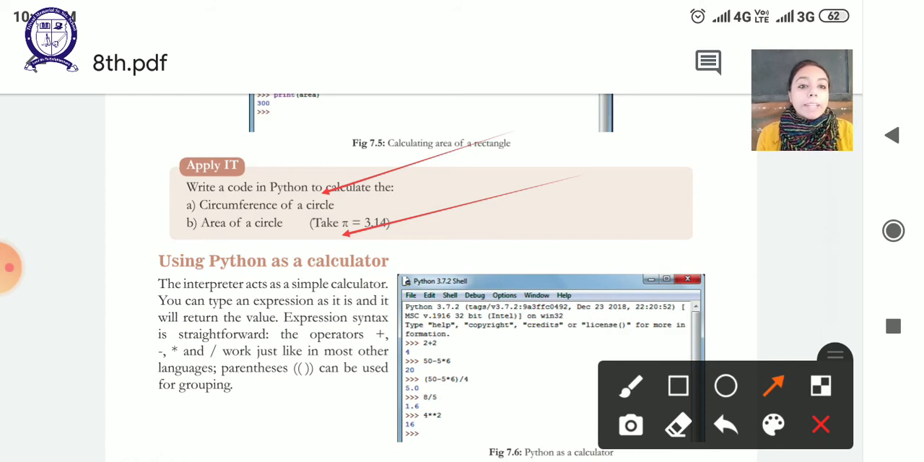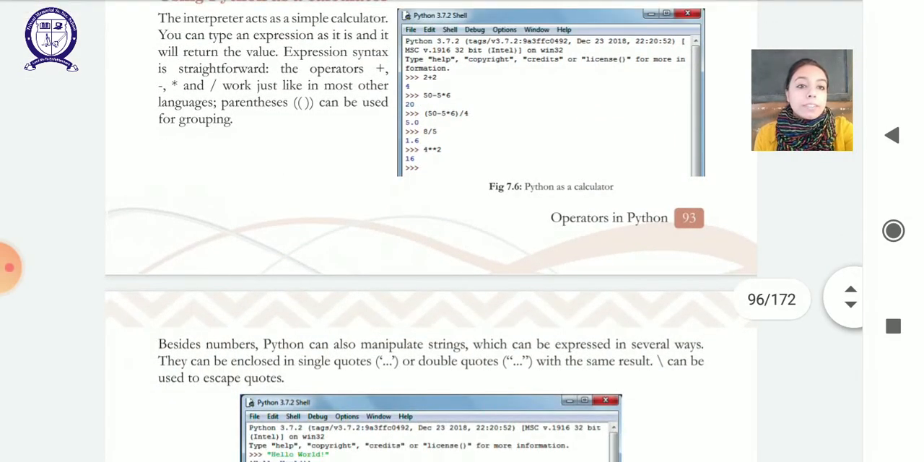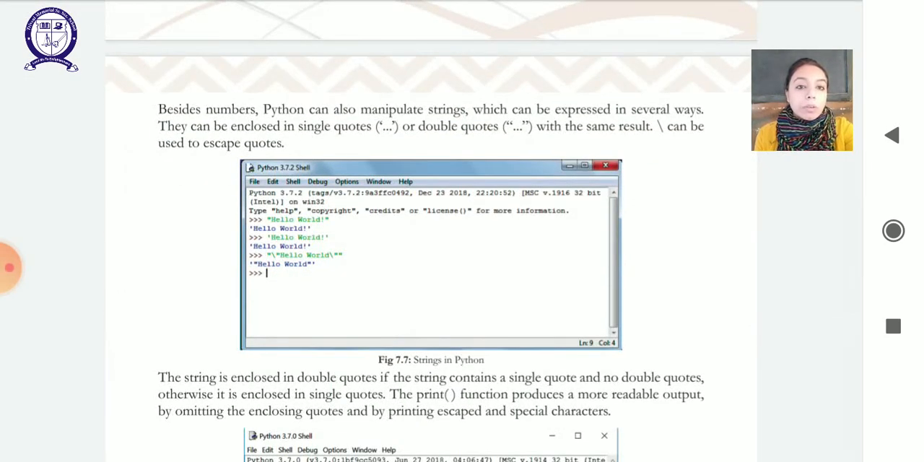Next we have using Python as a calculator. We know that when we are working on the calculator, we can perform the simple operation like plus, minus, multiply, divide, etc. Same way, the Python can also be used as a calculator. Like here you can see different operations are there. 2 plus 2, 4. 5 into 6, 50 minus 5 into 6. So 5 into 6 is 30, 50 minus 30 is 20. That same way, different operators have been combined together to form an expression, and the result has been shown on the Python shell screen. So this way we can use Python as a calculator also.